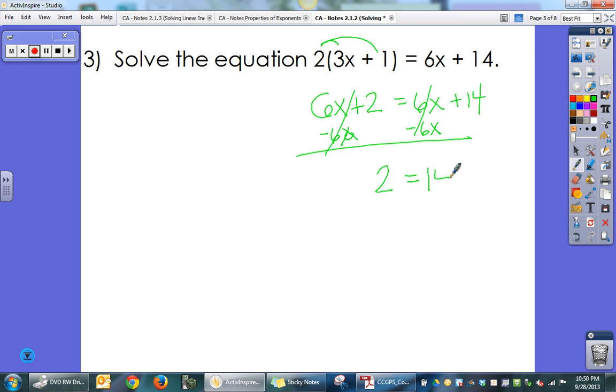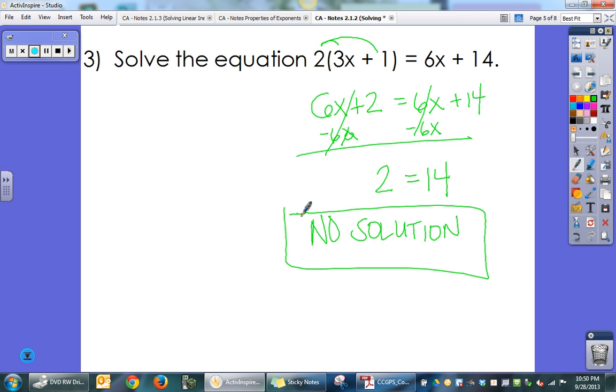Now notice here that my x's all cancel out and I end up with a statement 2 equals 14. And that's not true. At least I hope we know it's not true. So in this case, there is no solution, which means that there is no value of x that I could plug in here that would make the left side of the equation equal to the right side of the equation.